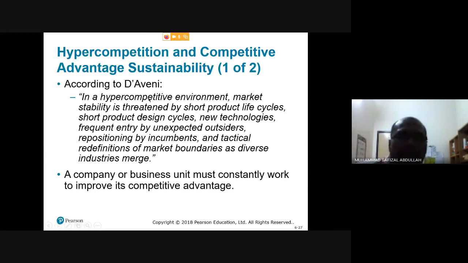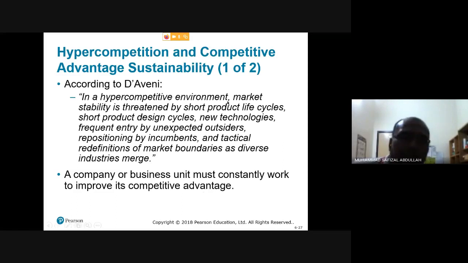Hyper competition happens because of what? Because of number one, products have a very short life cycle. That is one reason why hyper competition happens. When products have a short life cycle, what does it mean? It means that a firm has to keep on producing new products. Examples are computer products, technological products. They have very short life cycles. Let's say this month you buy a very powerful PC or laptop, for example. I think next month your laptop is already obsolete because they have a better specification.